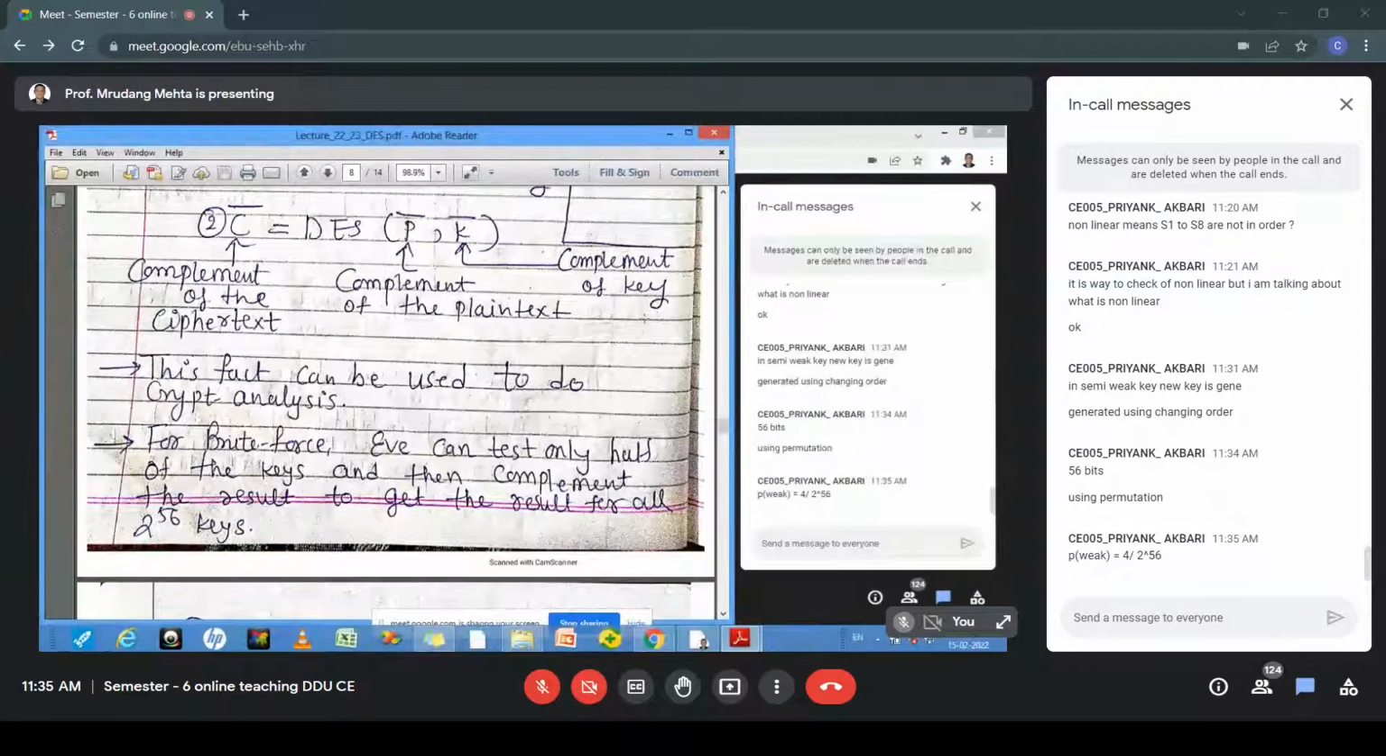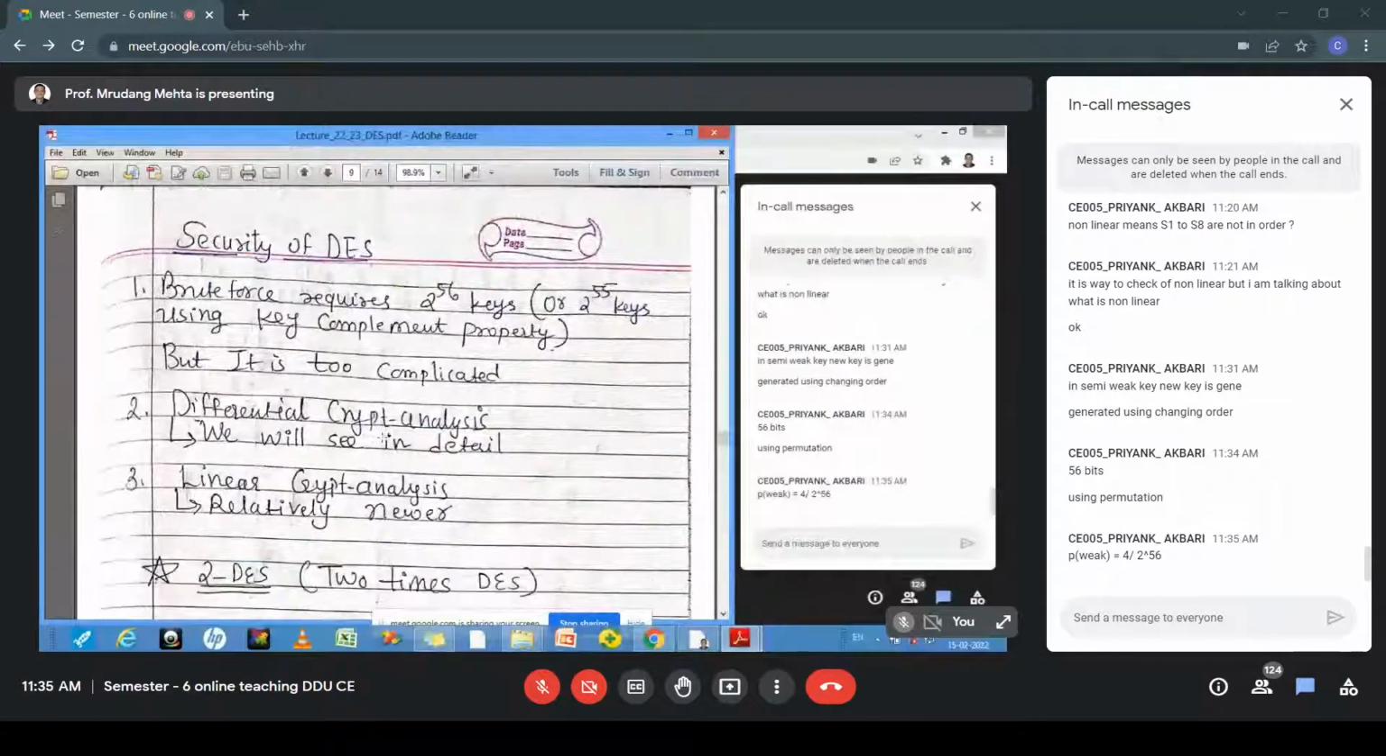For brute force, you can test only half of the keys and then complement the result to get the result for all 2 raised to 56 keys. So if we use this fact, then the total number of times we have to apply brute force reduces, because if you generate half of the time it generates the complement.